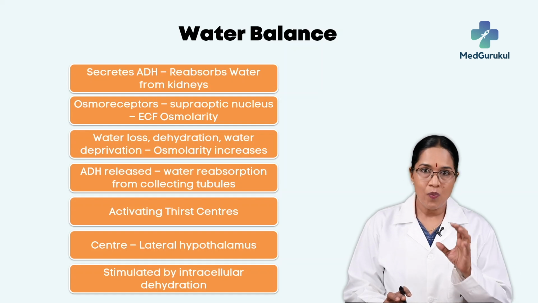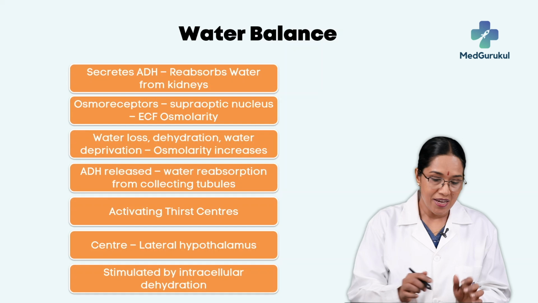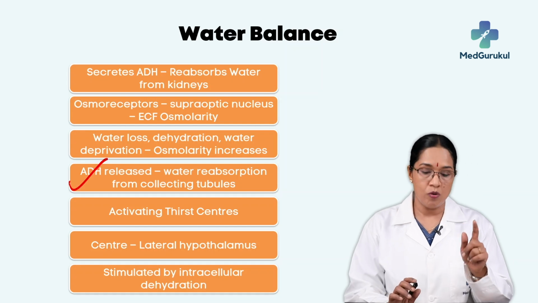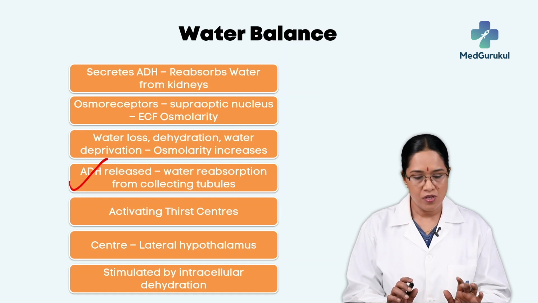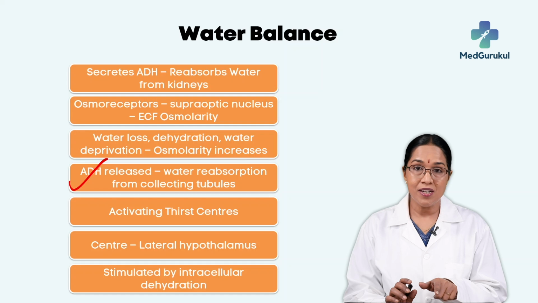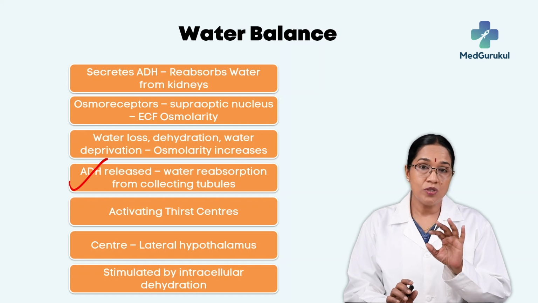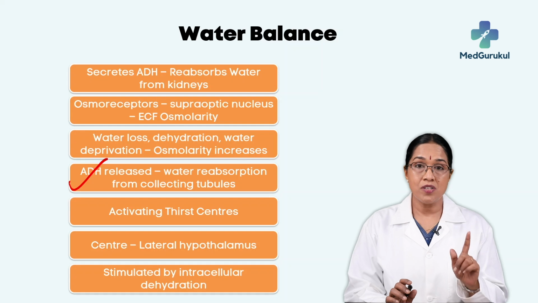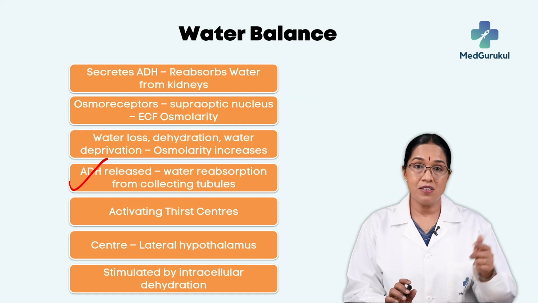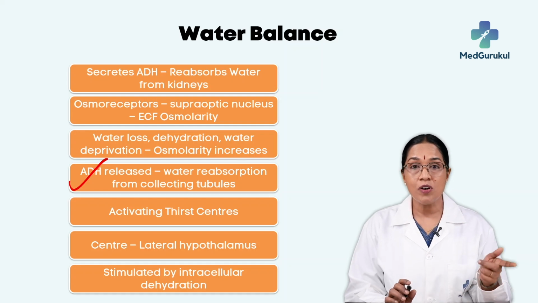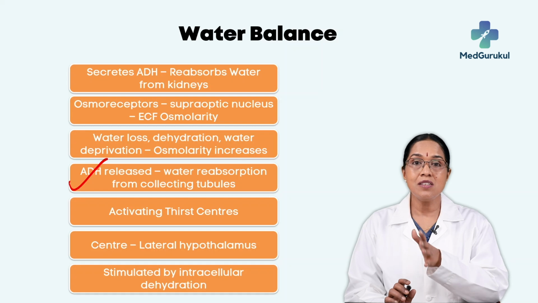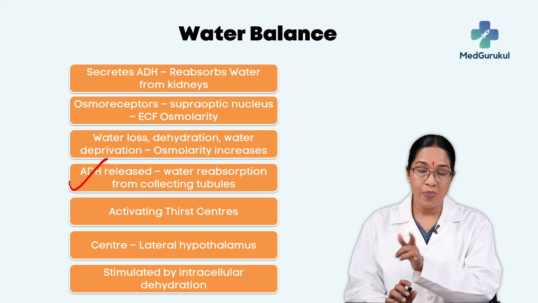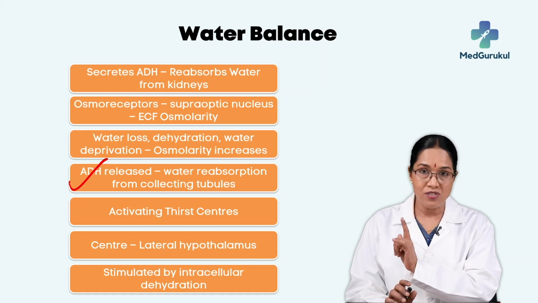When osmolarity is increased, immediately what happens? ADH will be released by the hypothalamus. So, osmolarity increases when there is dehydration, and the need of the body for more water has increased. That's the reason the hypothalamus senses it and releases more ADH. Now, what does ADH do? ADH increases the water reabsorption at the kidney, that is from the collecting tubules, isn't it?